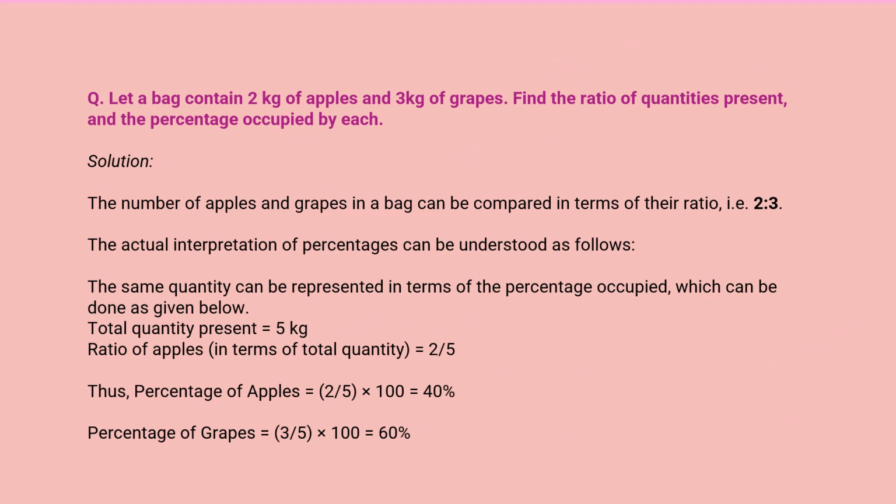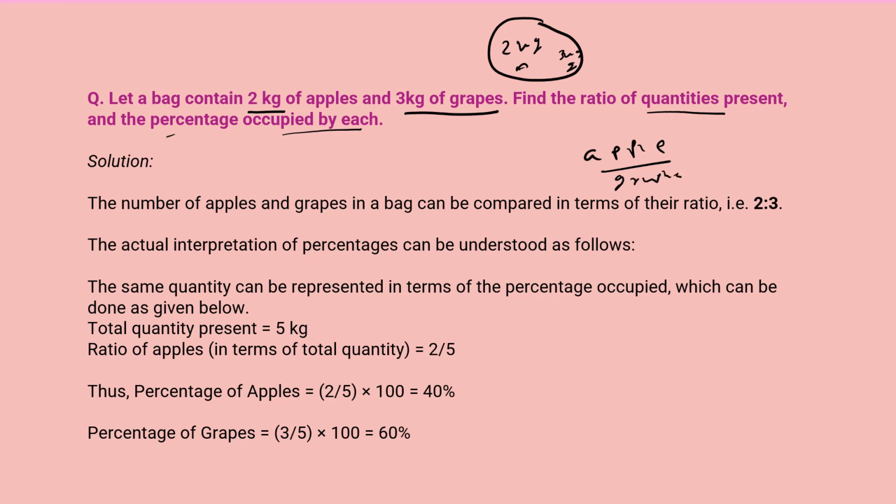Okay, we will move to a new question. It says let a bag contain 2 kg of apples and 3 kg of grapes. So there is a bag, and inside the bag there are 2 kg of apples and 3 kg of grapes. What we have to do is find the ratio of quantities present and the percentage occupied by each. So what is the ratio? Ratio is basically we will divide. So the ratio of apples to grapes is equal to 2 upon 3.